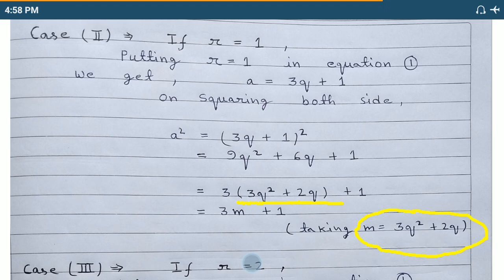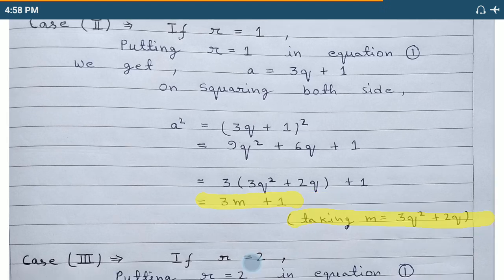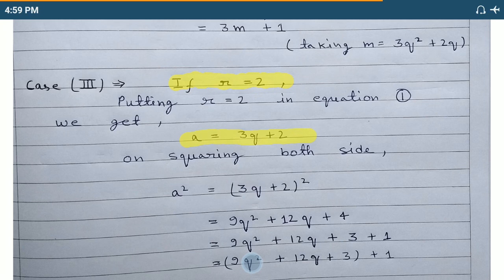So the result comes out 3m plus 1. So again, from the case second, we have expressed the result in the form of 3m plus 1. So by the two cases, we have already proved that the number can be expressed in the form of 3m or 3m plus 1. But we have the remaining result. Let us see the result from case third.